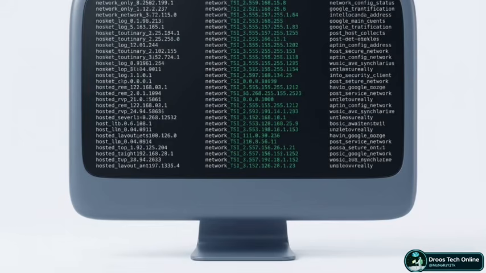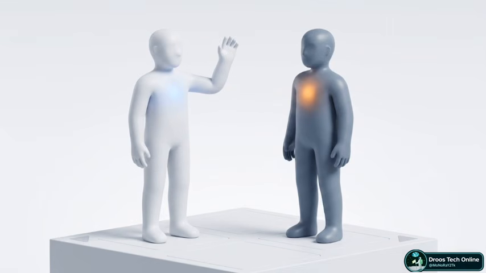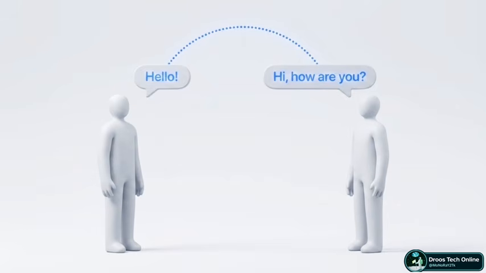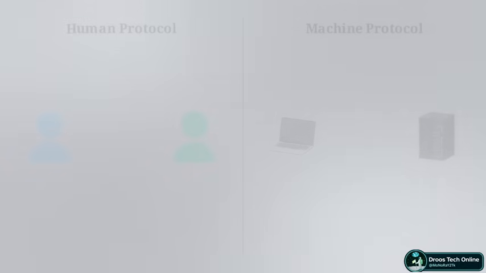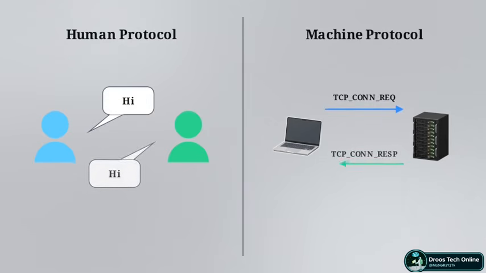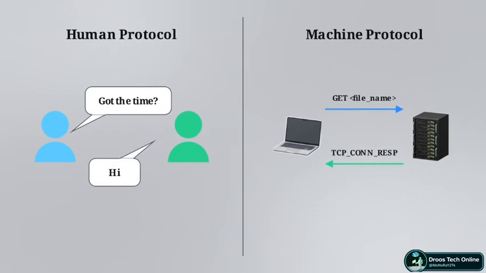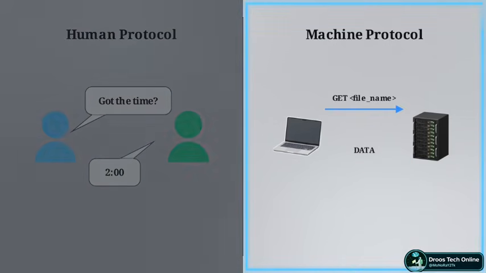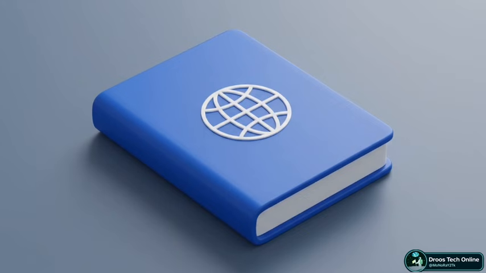They organize this chaos using protocols. Think of a human greeting. If you ask a stranger for the time, there are strict call and response rules we instinctively follow to avoid a breakdown in communication. This flowchart shows how that translates to machines. On the left, humans exchange a standard greeting before asking for information. On the right, a computer sends a TCP connection request, waits for the specific response, and only then requests the file.